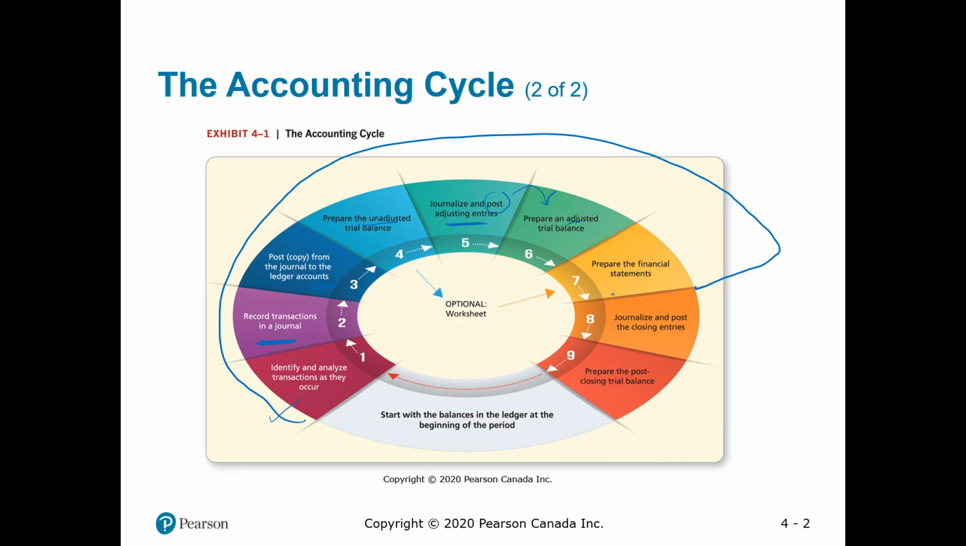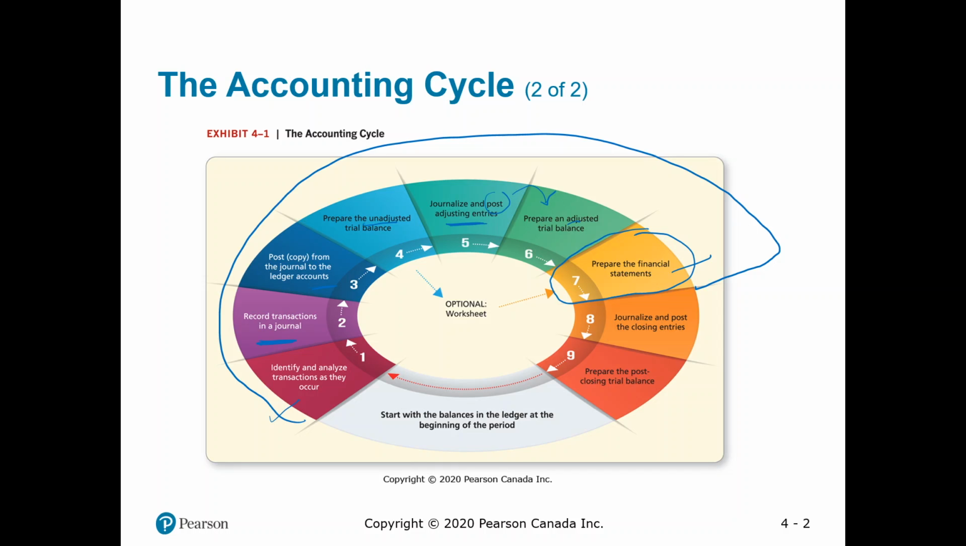So we prepare the income statement, statement of owner's equity, and the balance sheet. And even though step 7 isn't the last step, our financial statements, that's the biggest report that we have. So that's the main reason we're doing all of these steps. So we can prepare statements for the users.